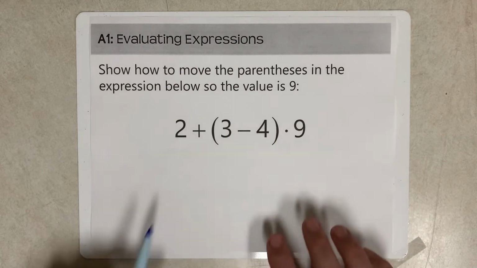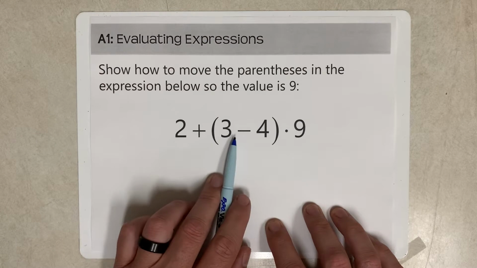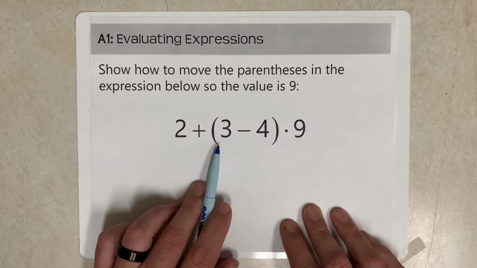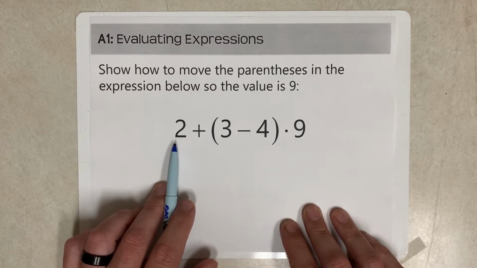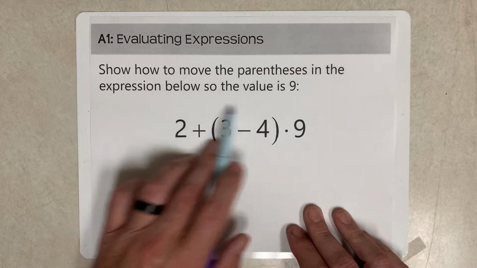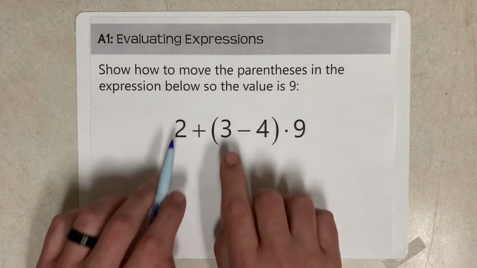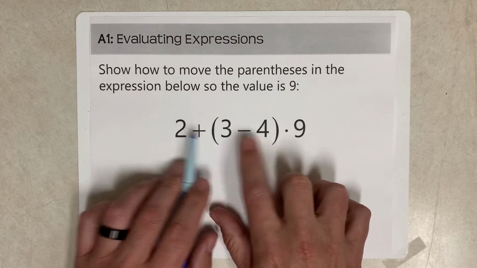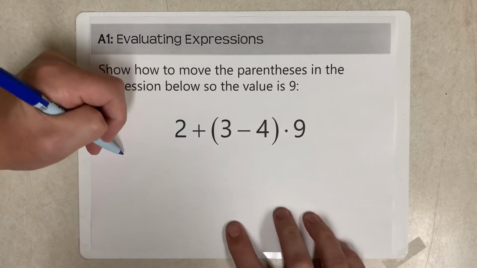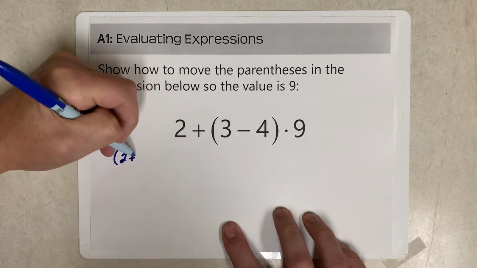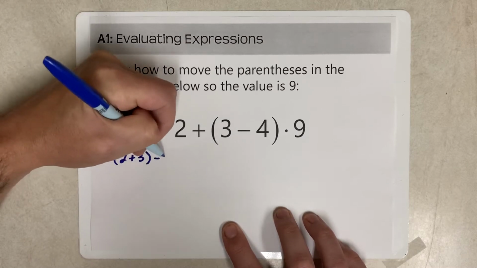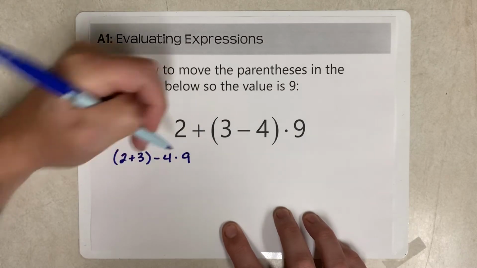Well, let's see what it would have been. This would be negative 1 times 9 is negative 9 plus 2 would be negative 7. So I'm just talking it out. As it sits right now, this whole thing is negative 7. So if I move the parentheses, instead of here, if I put them here, then I would get 2 plus 3 minus 4 times 9.